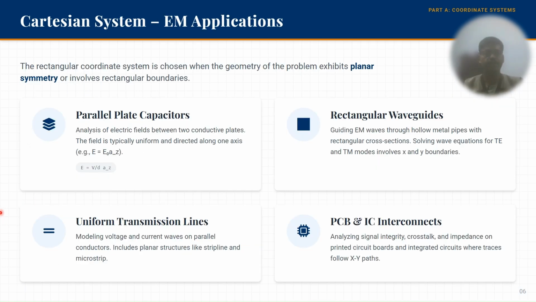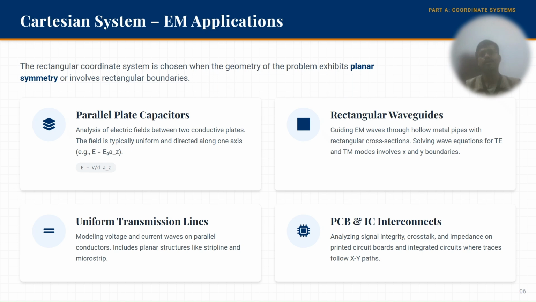As mentioned, for EM applications such as the parallel plate capacitor, we apply Cartesian coordinate systems. A rectangular waveguide has a rectangular shape, so for your basic understanding you can think of it as a hollow metallic rectangular pipe. Through that pipe we send an electromagnetic wave. How the wave behaves inside the pipe, we can understand through the solution using the Cartesian coordinate system. Other examples are uniform or planar transmission lines, PCBs, and IC interconnects.